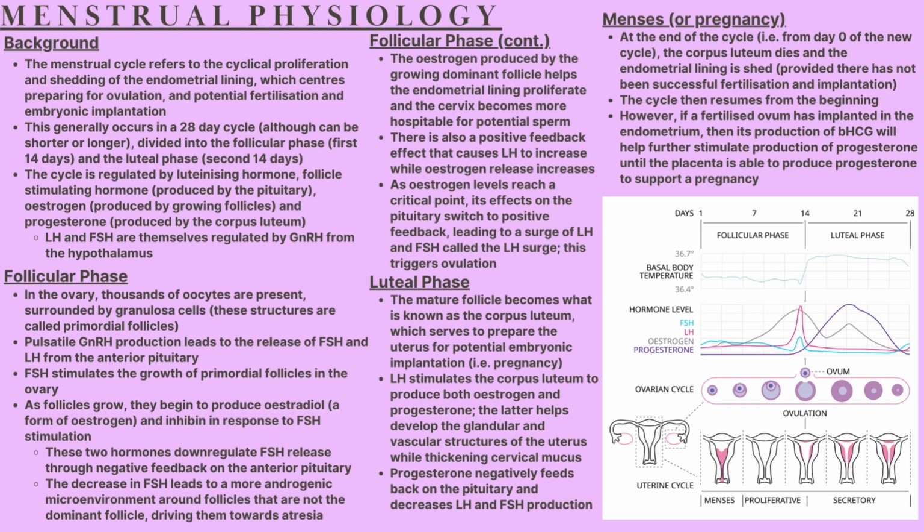However, if a fertilized ovum is implanted in the endometrium, then its production of beta-HCG will further stimulate the production of progesterone from the corpus luteum until the placenta is able to produce progesterone to support a pregnancy by itself.